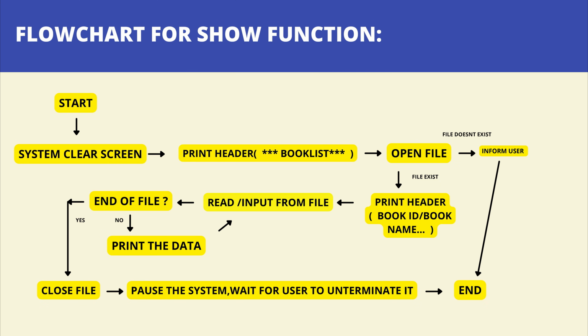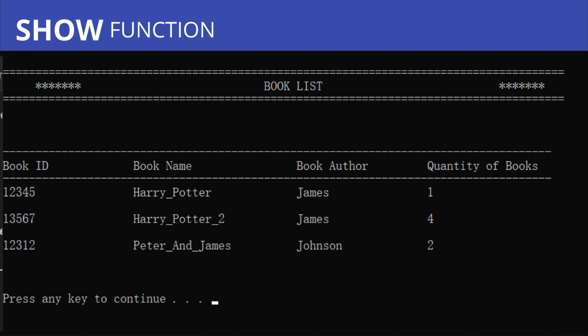So, this is the flowchart of the show function based on what I have explained just now, and this is the output for the show function.